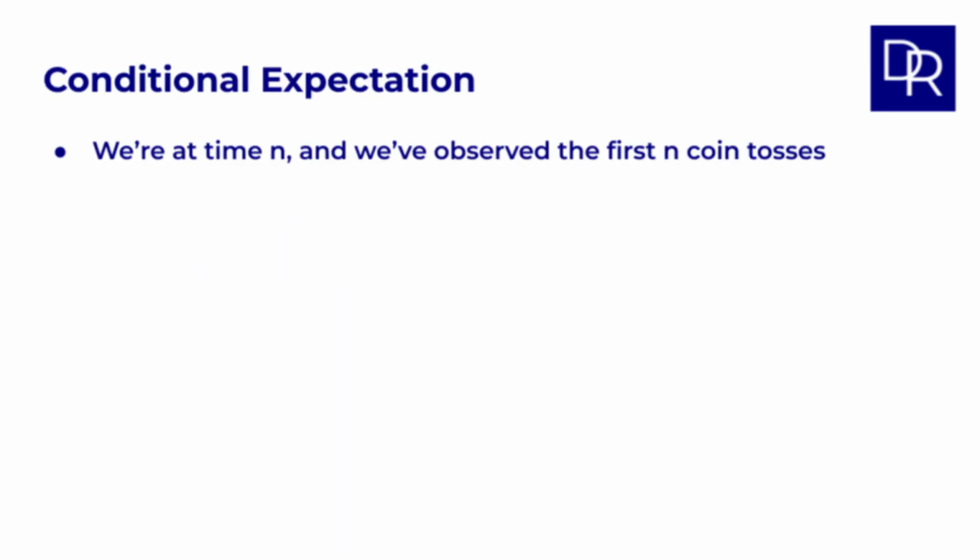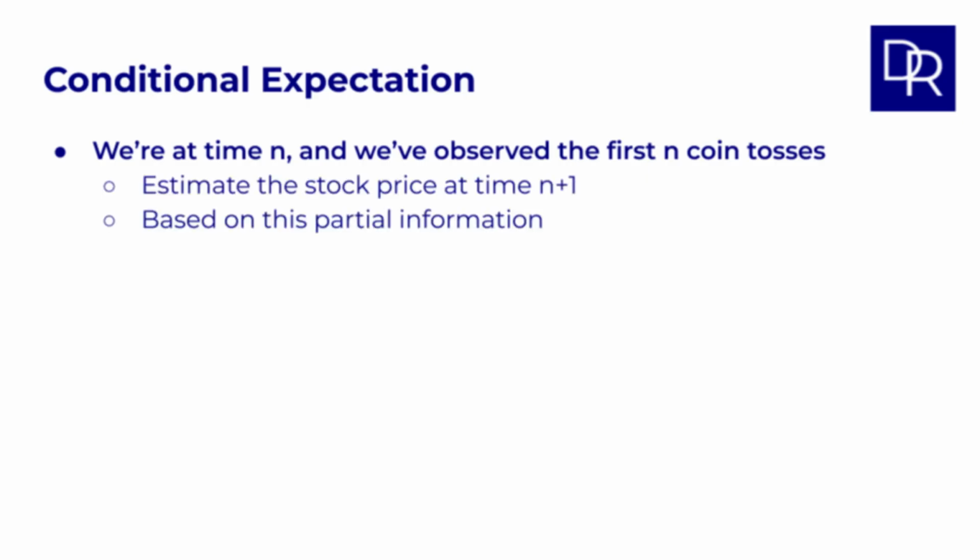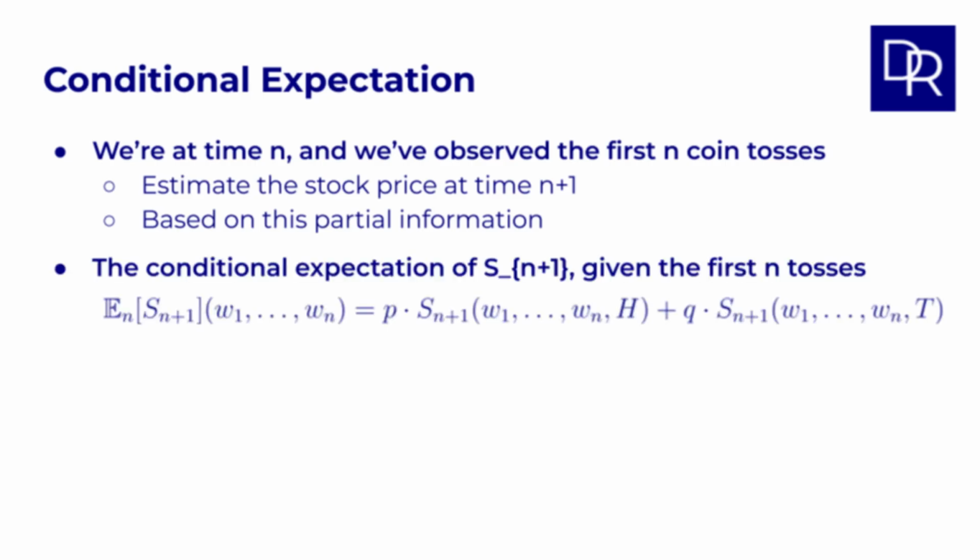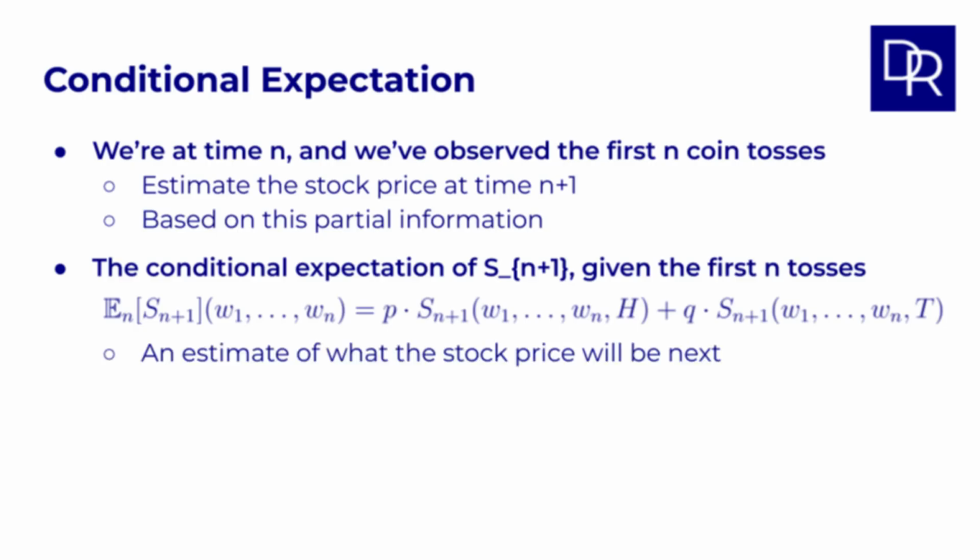Now suppose instead we're at time n, and we have observed the first n coin tosses. So now we do have some information. We want to estimate the stock price at time n plus 1, based on this partial information. Then the conditional expectation of the stock price at time n plus 1, given the first n tosses, can be written like this. It's an estimate, based on what we know so far, of what the stock price will be next. And because the first n tosses are random, this conditional expectation is itself a random variable.